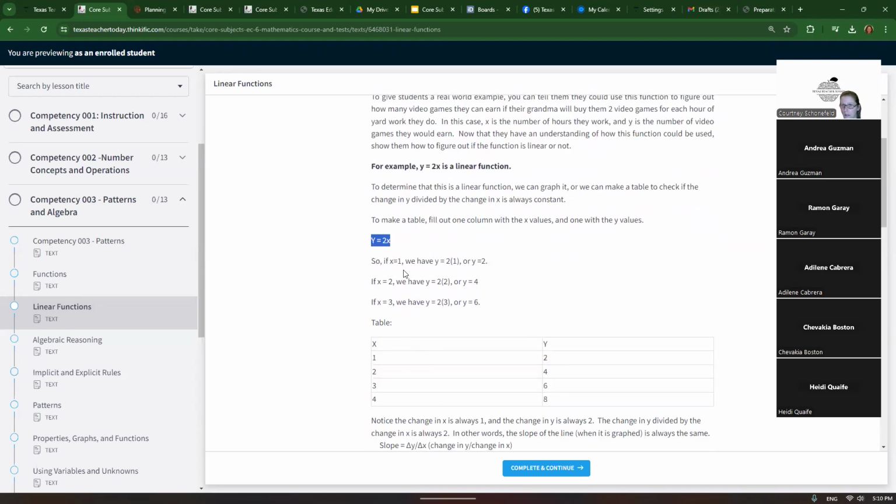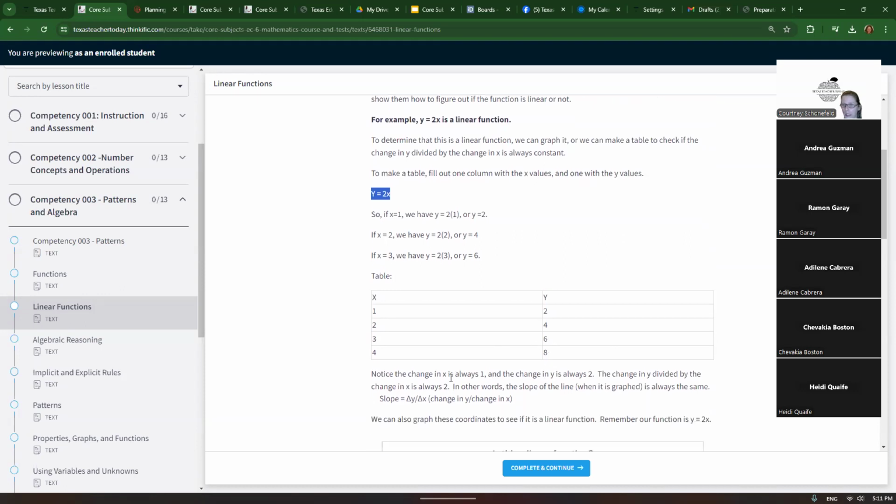If x is 1, then y equals 2 times 1, or y equals 2. So we write x is 1, y is 2. If x is 2, it's y equals 2x, right? So 2 times 2 is 4. X is 2, y is 4. And then you keep going. X is 3, y is 6, and so on.